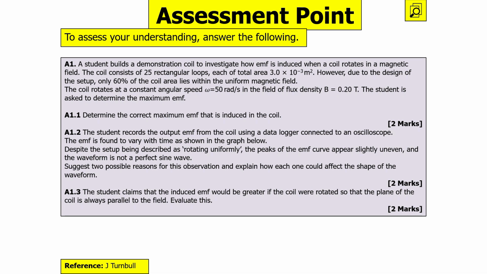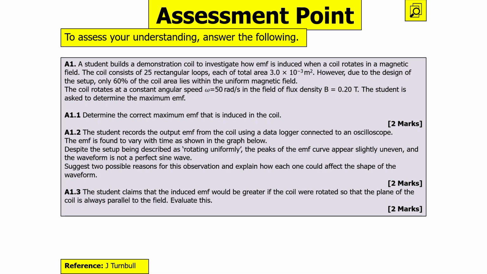A student builds a demonstration coil to investigate how EMF is induced when a coil rotates in a magnetic field. The coil consists of 25 rectangular loops, each of total area 3 times 10 to the minus 3 meters squared. However, due to the design and the setup, only 60% of the coil area lies within the uniform magnetic field. The coil rotates at a constant angular speed, omega equals 50 radians per second, in a field of flux density 0.20 teslas. The student is asked to determine the maximum EMF. Determine the correct maximum EMF that's induced in the coil.